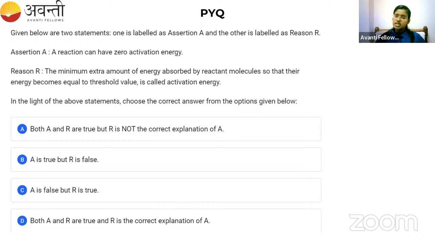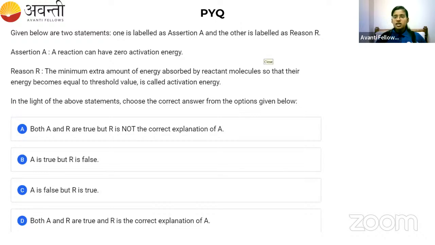Very good, Nagashri. Why is it false? Can you give me the reason, students? Why is the assertion false? Very good, Sneha. A reaction cannot have zero activation energy.